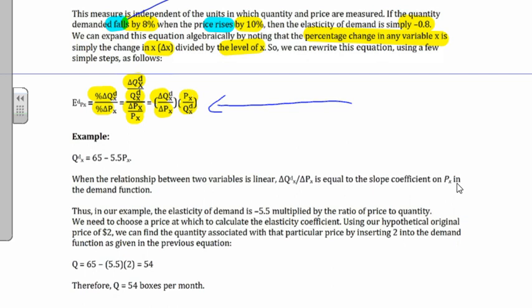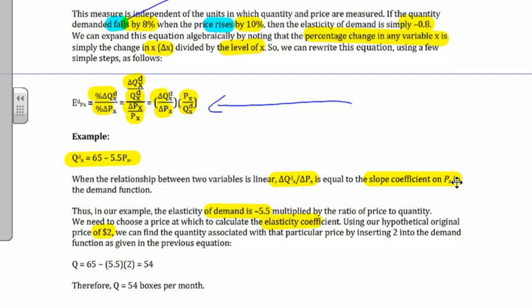Let's have a look at an example to try and clarify. Remember my initial equation, the quantity demanded of x is 65, that's when I've isolated all of the numbers, minus 5.5 price. When the relationship is linear, the change in quantity demanded divided by the change in price is what we call the slope coefficient. In our demand function, we've spoken about that already. In our example, our elasticity of demand is minus 5.5 times the ratio of price to quantity. Let's go and pick ourselves a price to calculate the elasticity coefficient. Let's go back to our original example of $2.